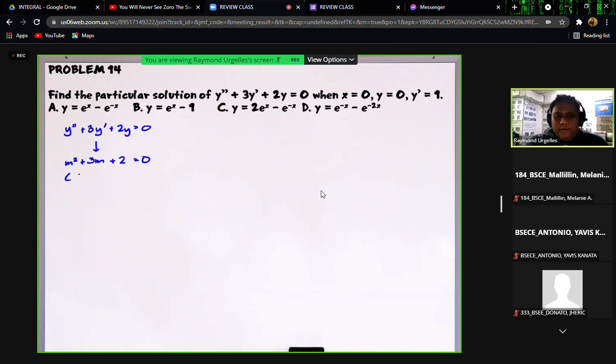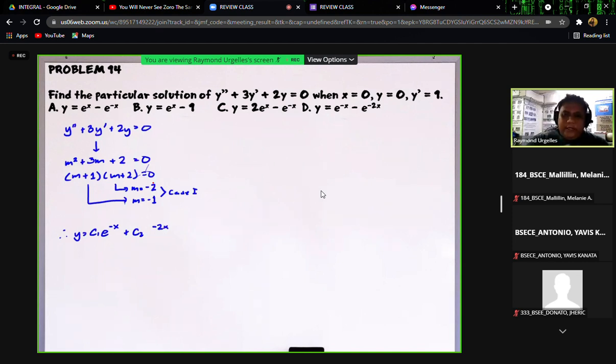You can solve this on the calculator, or we can also factor it: (m + 1)(m + 2) = 0. So what we get here is m = -2 and m = -1. Therefore, this is case 1, real and distinct. So our y will become C1 e raised to negative 1 times x, that's negative x, plus C2 e raised to negative 2 times x, that's negative 2x.